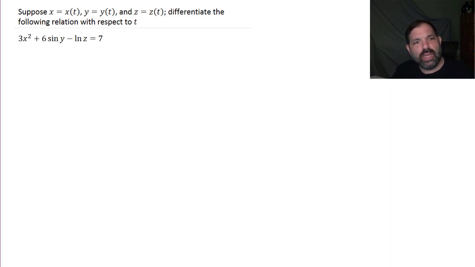So now suppose that x is a function of t, y is a function of t, and z is a function of t. Differentiate this relation with respect to t. Now would be a good time to pause. Try this one out on your own.